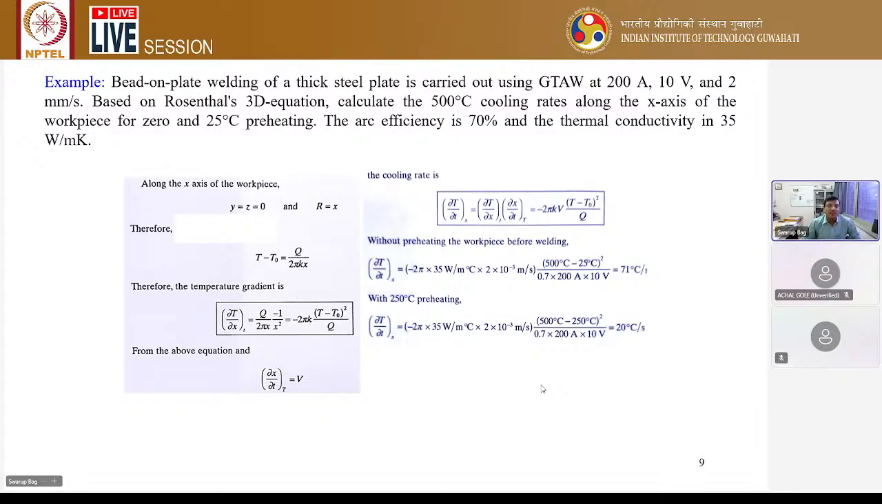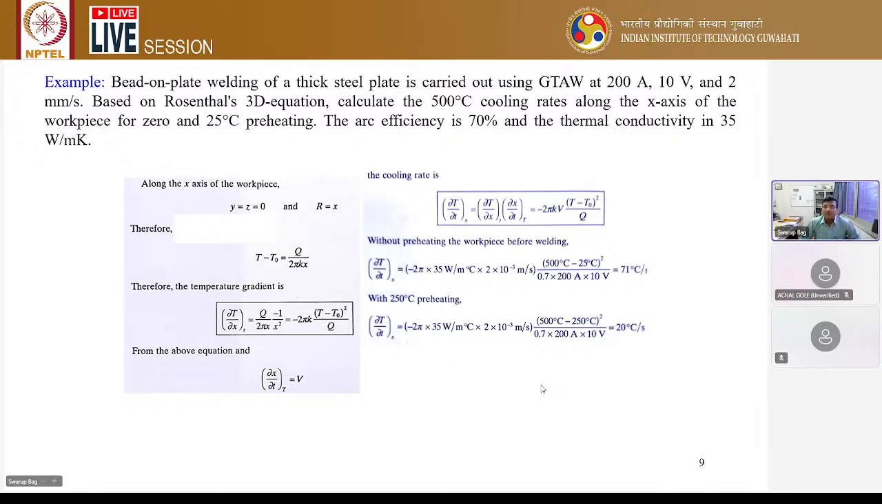Now we have already seen how to calculate the temperature gradient. Directly we can go to the temperature gradient along the x-axis, del T by del x, the temperature gradient for a fixed time: twice pi k (T minus T0) squared by Q. That is one case. And here also we know velocity equals del x by del t. Now cooling rate can be calculated: del T by del t equals minus twice pi k V (T minus T0) squared by Q. That we have already calculated and explained. Now how to utilize the data from this example.